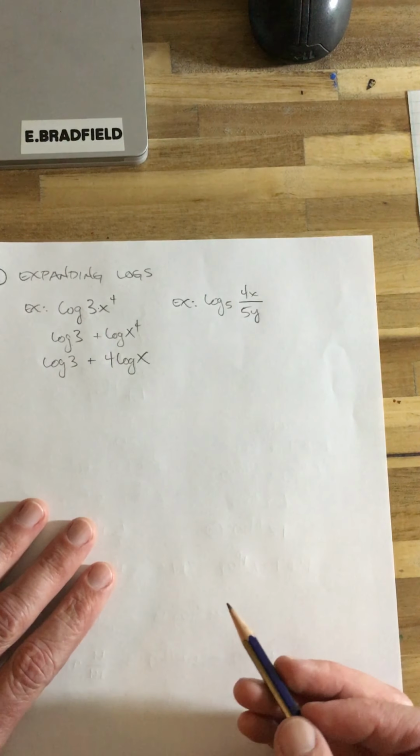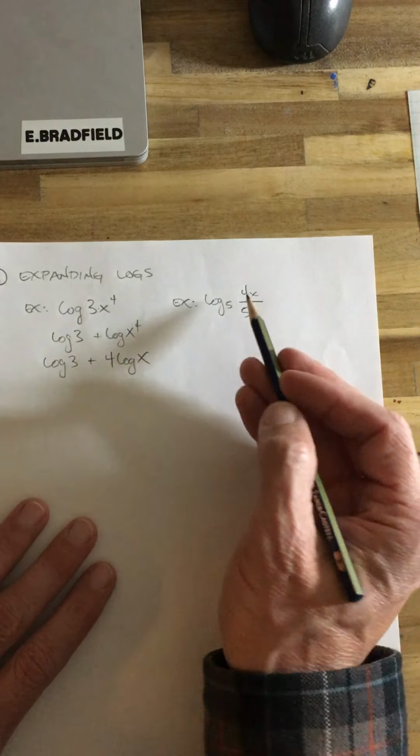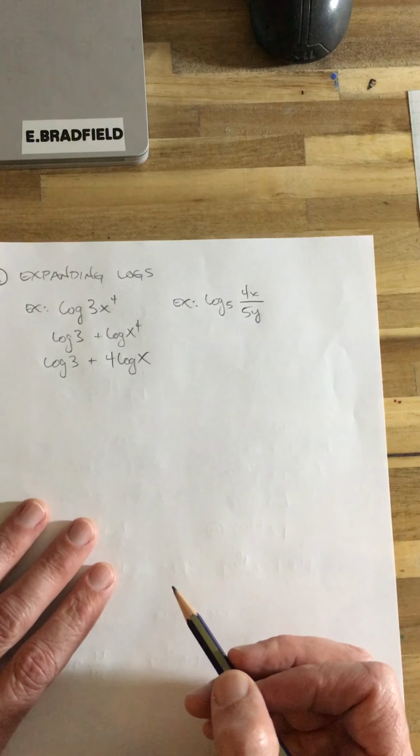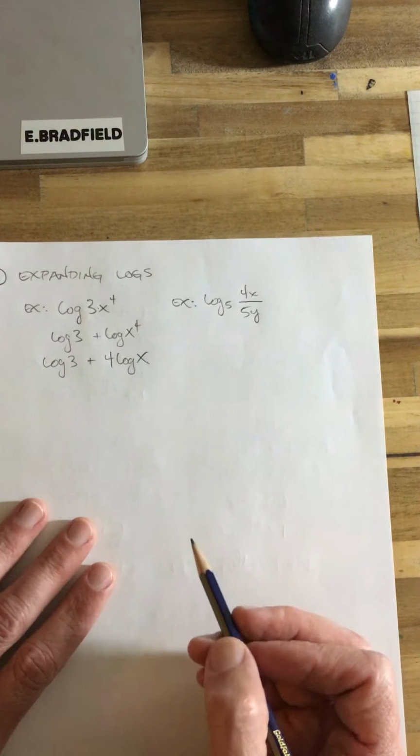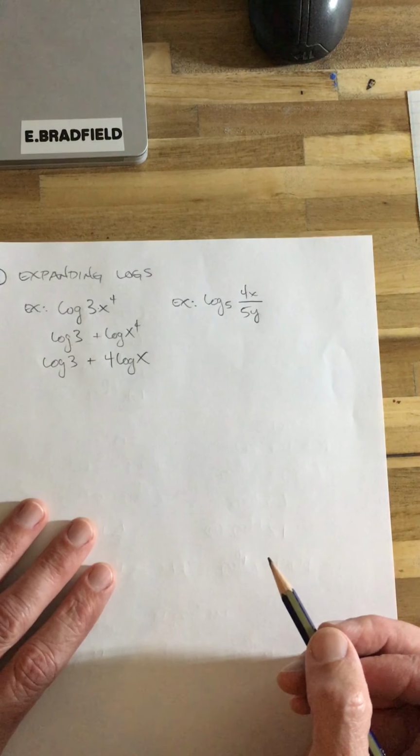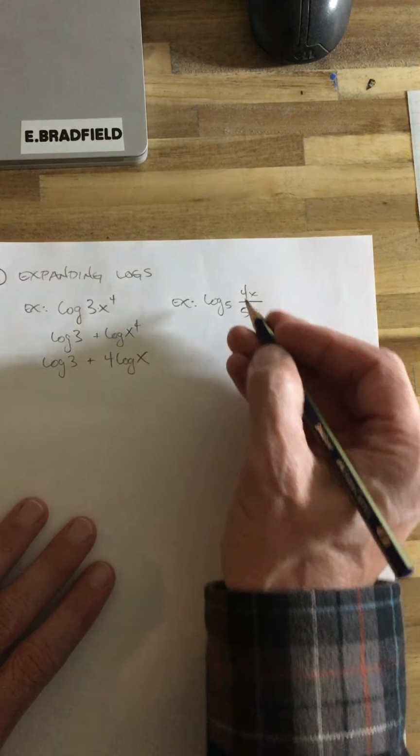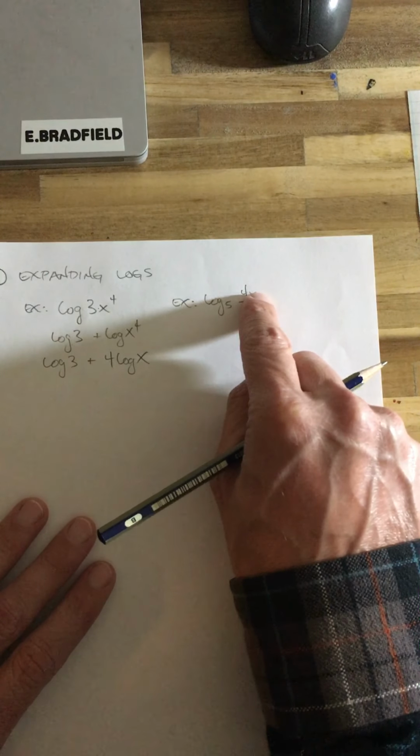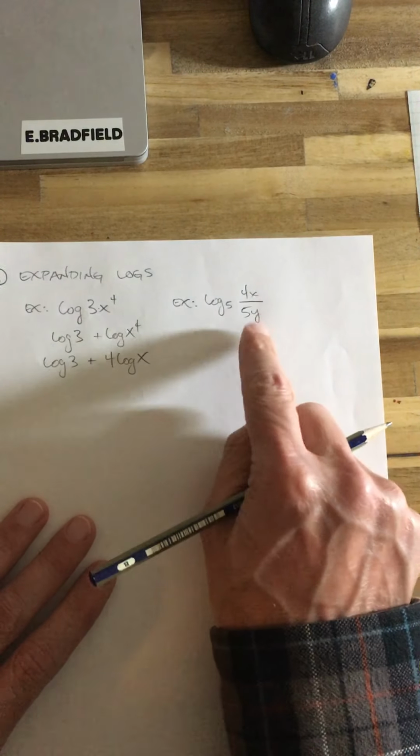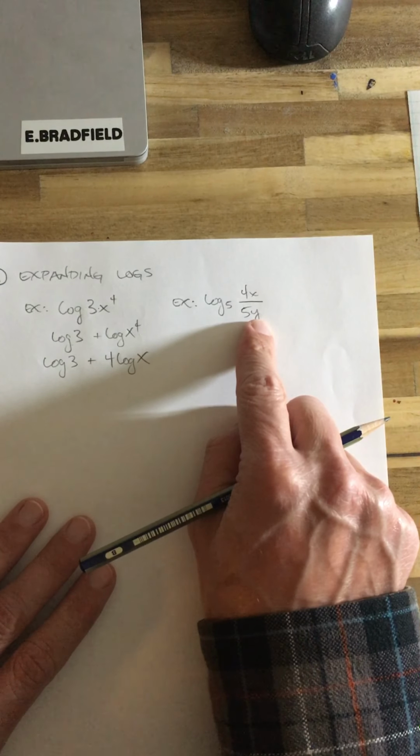Okay, it's going to be the log base 5 of 4. There's also going to be a log base 5 of x. There's also going to be a log base 5 of 5 and a log base 5 of y. Okay, so now we just have to break this up into 4 different logs. Anything in the numerator is going to have a plus in front of it. Anything in the denominator is going to be subtracted.